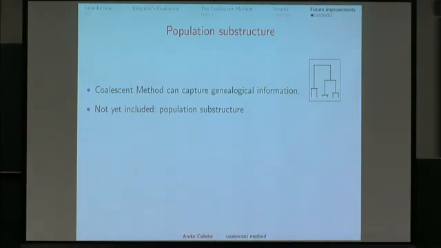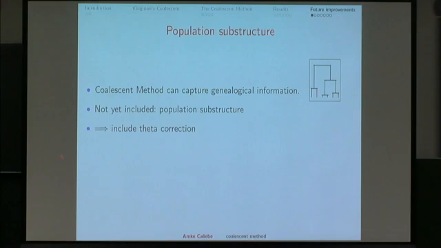Okay, so now it's something which we want to do now, which we are working at the moment. So the coalescent method, one of the advantages is that it can capture the genealogy, as you have seen. So it's based on that. We can capture genealogy, of course, only as far as it is represented in the database. But at the moment, a population substructure is not included. So we want to include that because that's one of the major issues here.